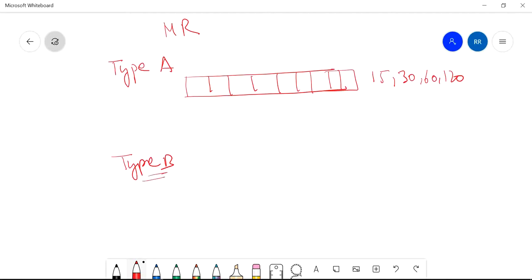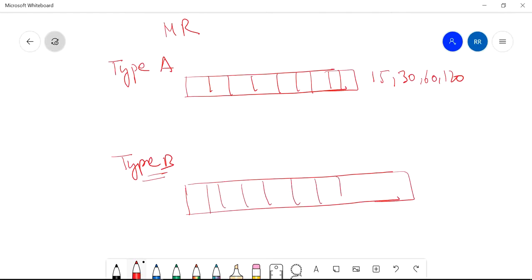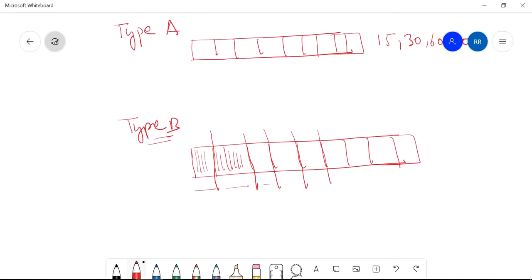Now in type B, we have the concept of a mini slot. What is a mini slot? Suppose this is a frame and here we have subframes. In subframes we have slots, symbols, sorry. Suppose these are the boundaries of slots: this is one slot, this is the second slot, like this. Now a mini slot is a concept where we can schedule any UE in between the slot, at any symbol of the slot.